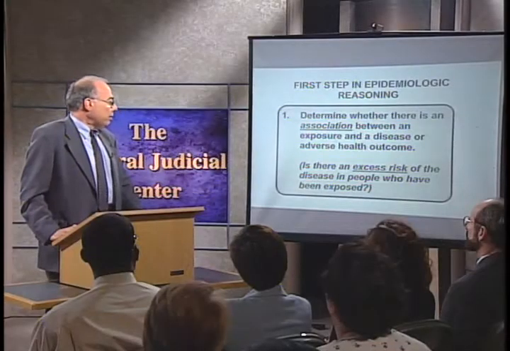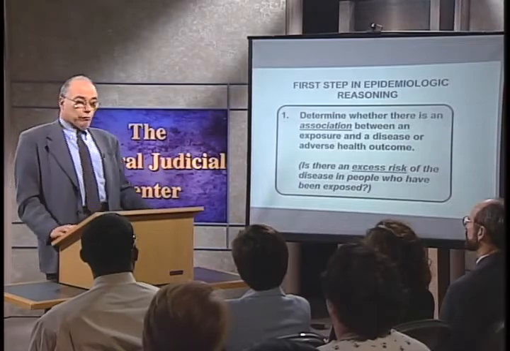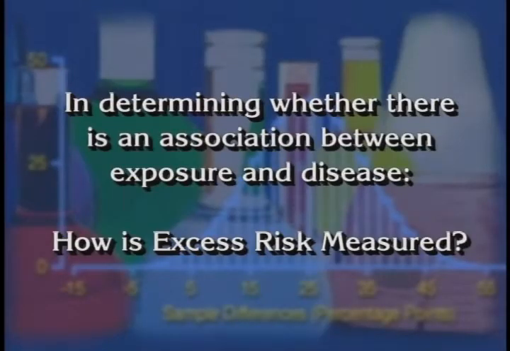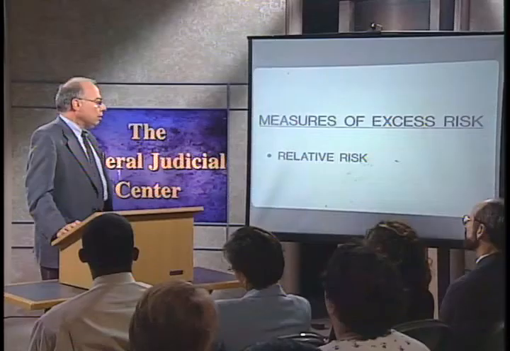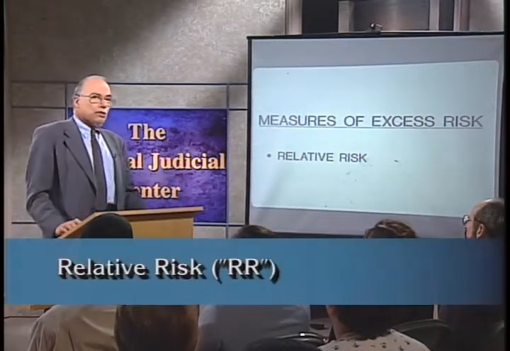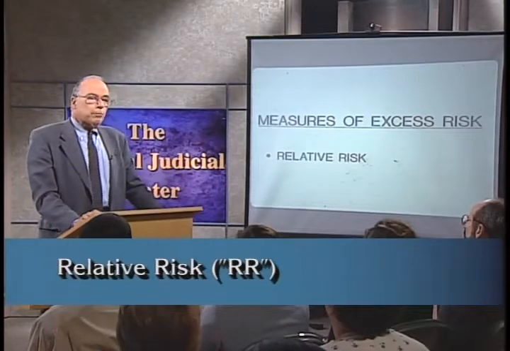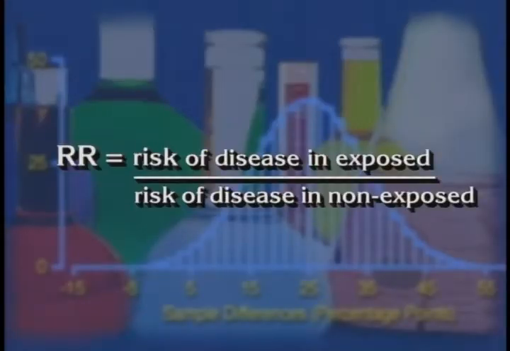We're carrying out these studies in order to determine whether there's an association between an exposure and a disease or adverse health outcome. Or, as it's restated here, is there an excess risk of disease in people who have been exposed? I'd therefore like to turn to the question of how we measure excess risk. The first measure of excess risk is the relative risk. Relative risk is perhaps the most commonly used measure of increased risk. What does it mean? The relative risk is the ratio of the risk of disease in exposed people divided by the risk of disease in the non-exposed people.